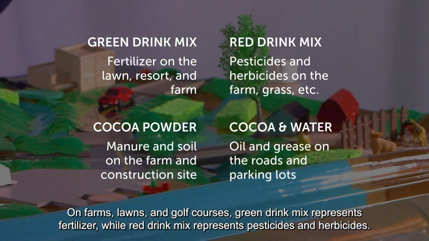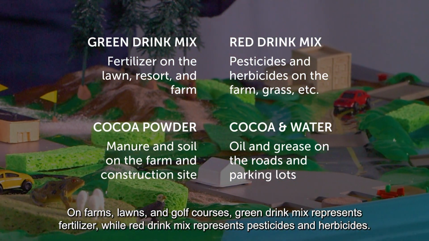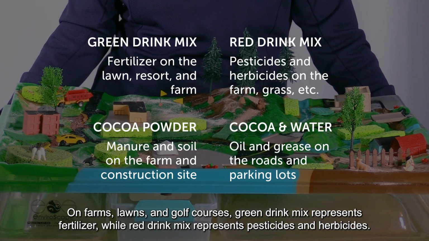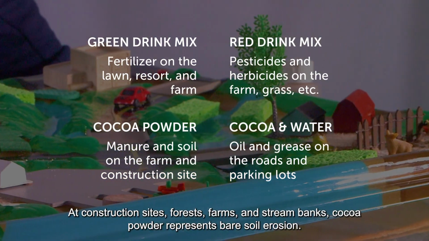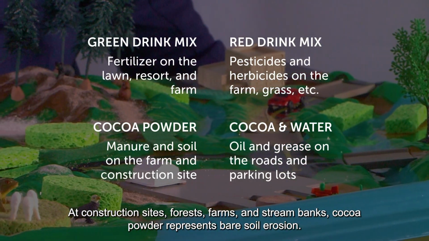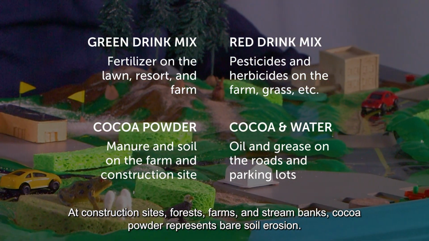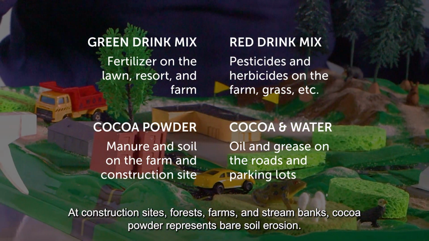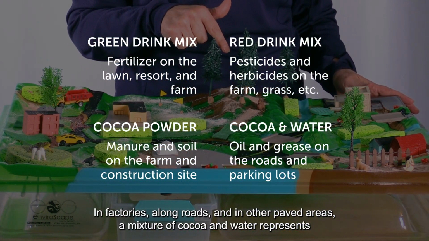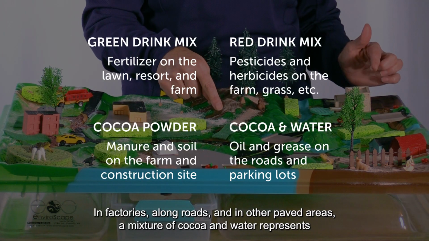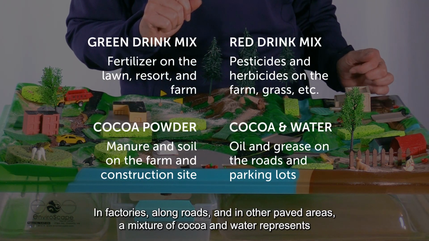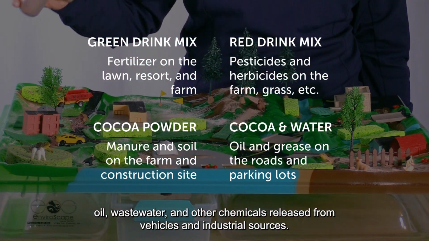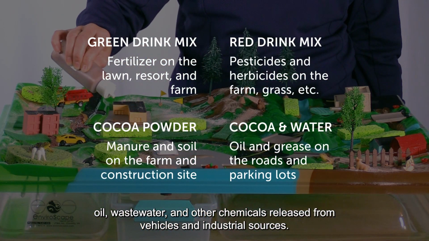On the farm, lawns, and golf course, the green drink mix represents fertilizer, and the red drink mix represents pesticides and herbicides. At the construction site, forest, farm, and stream banks, the cocoa powder represents bare soil. In the factory and along the roads and other paved areas, a mixture of cocoa and water represents oil, wastewater, and other chemicals that are released from vehicles and industrial sites.